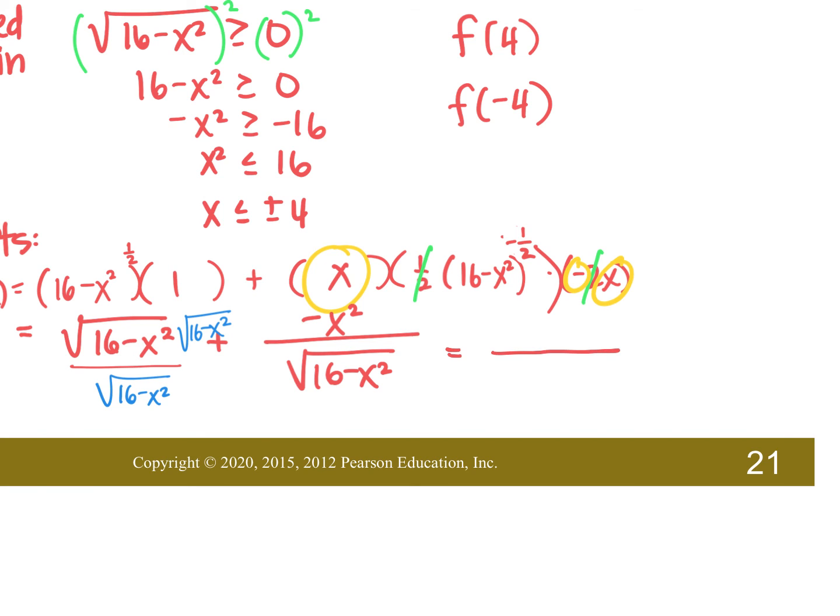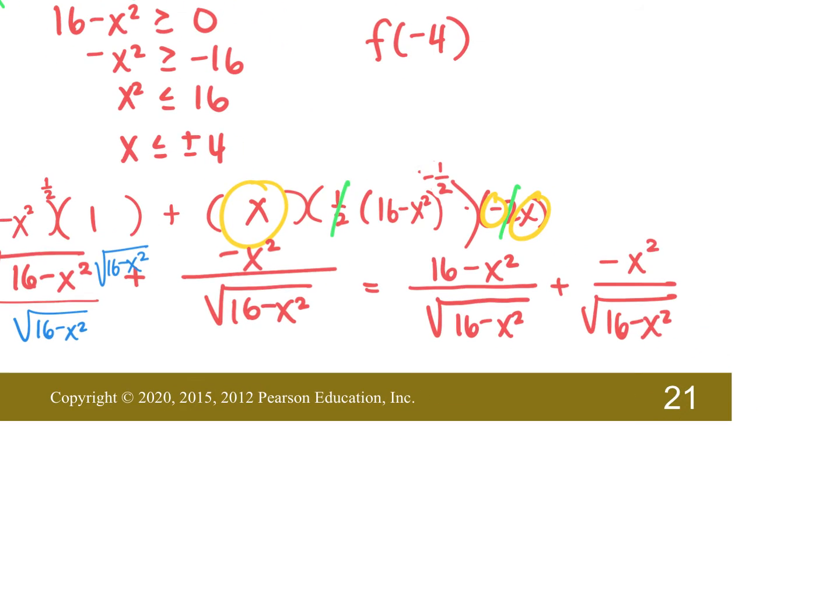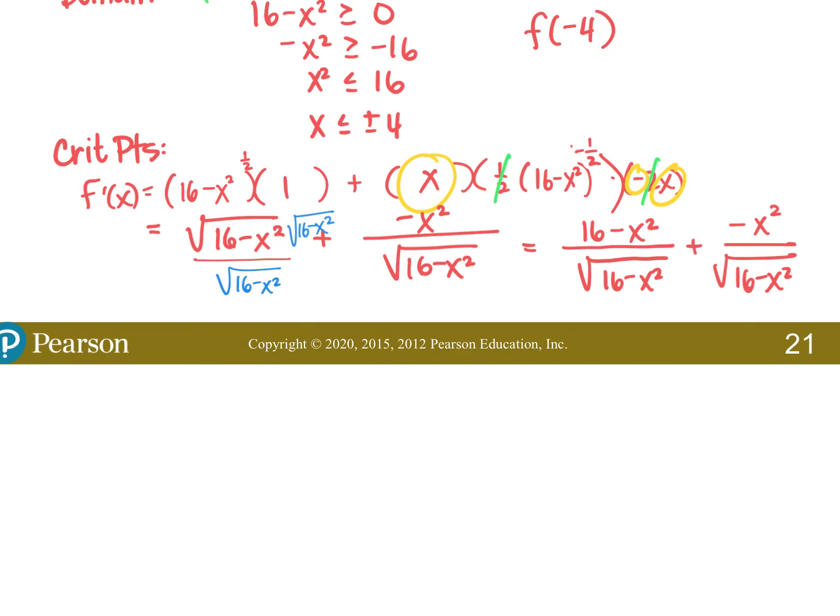So my first part is going to be plain 16 minus x squared with no square root on it anymore, with 16 minus x squared as its denominator, and then plus negative x squared, and 16 minus x squared as its denominator. So we got to put all that together. I have two denominators that are the same, and so I can combine the numerators.